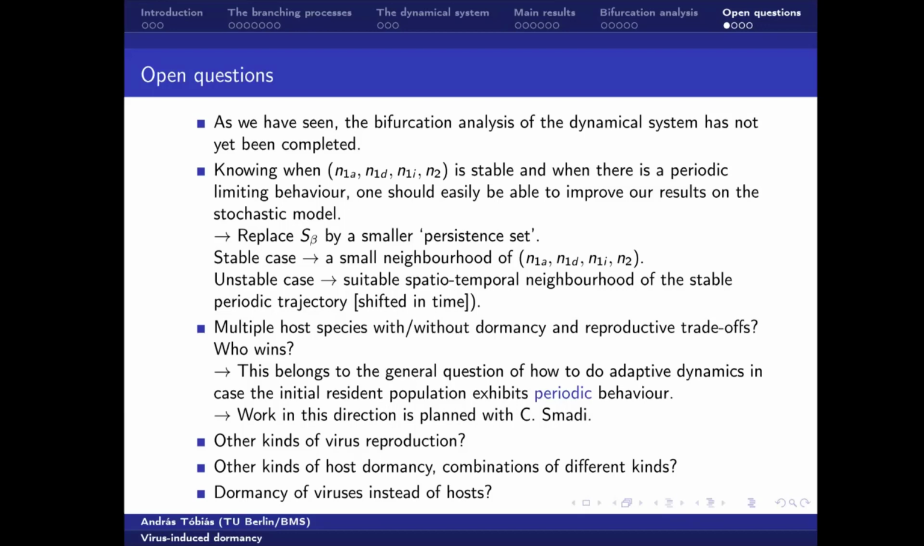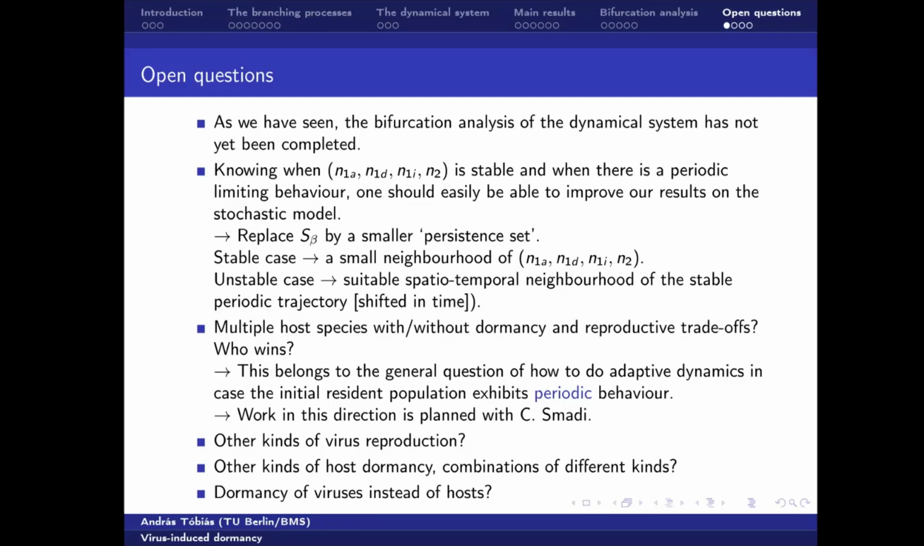Then, as I already started talking about in the beginning, it would be interesting to look at different host species and some reproductive trade-offs. So maybe one of them with dormancy, one of them without dormancy, and maybe with a higher reproduction rate. And this belongs somehow to the domain of attraction of adaptive dynamics in the case when we have a periodic initial behavior, and we plan some work in this direction with Charlene Smuddy. That's a more complicated thing because also these large deviation arguments in the beginning require some extension to this periodic behavior.